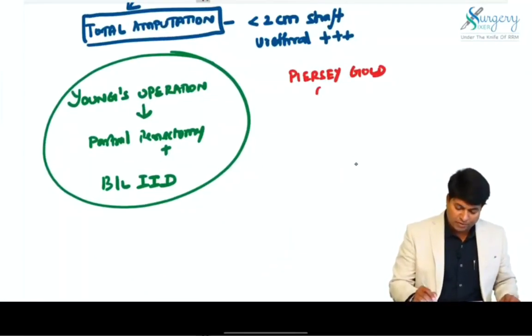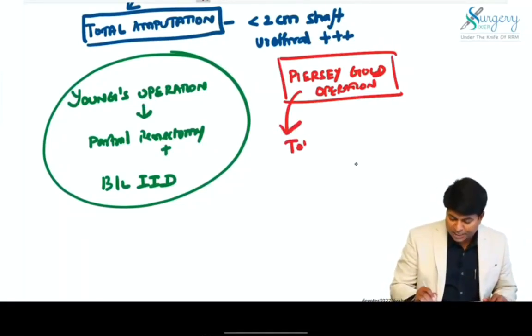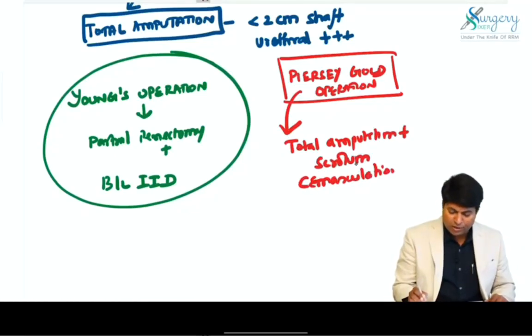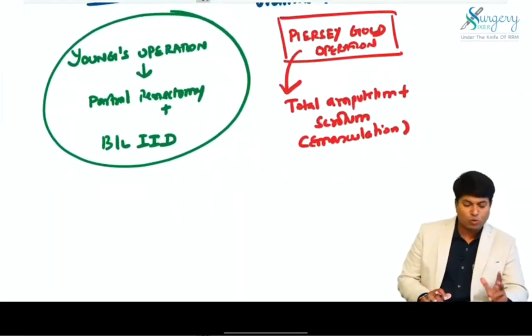Piercy Gold operation. These are all old names, just for completion, I'm telling. Piercy Gold operation is an operation in which, along with the total amputation of the penis, the scrotum is also removed. That is known as emasculation: removal of penis, scrotum, everything. That area will be totally removed. That is Piercy Gold operation. So Piercy Gold operation is a total emasculation operation.